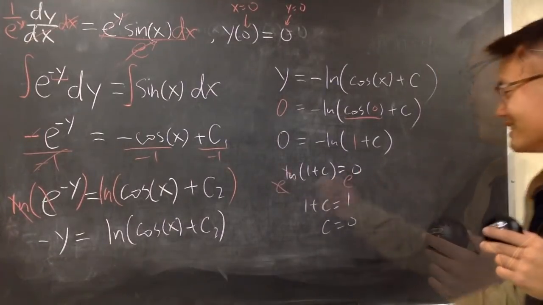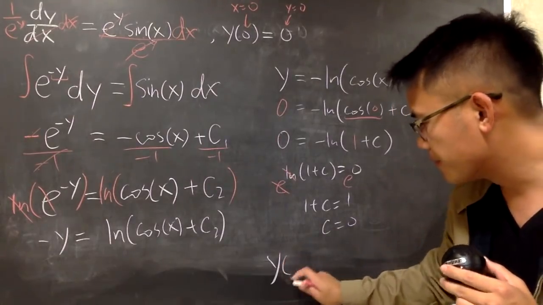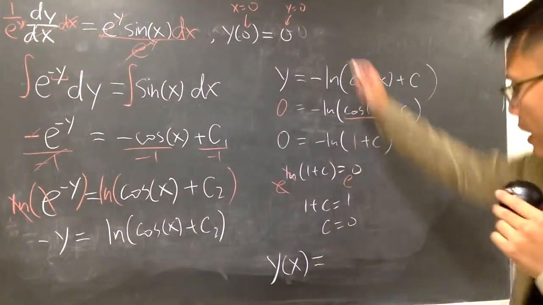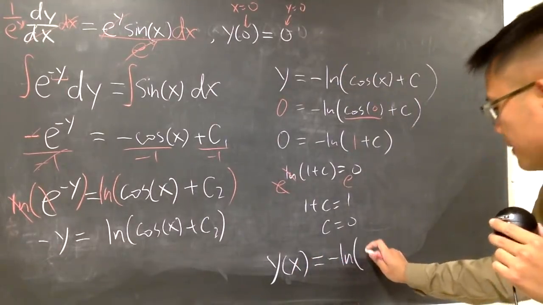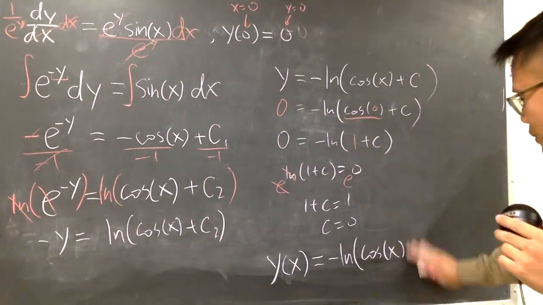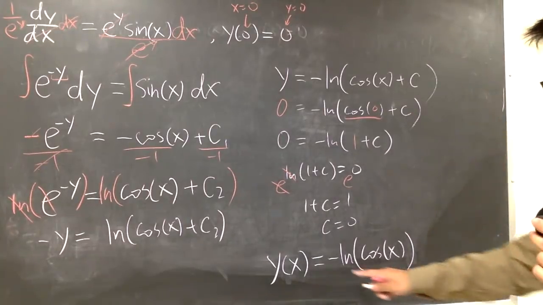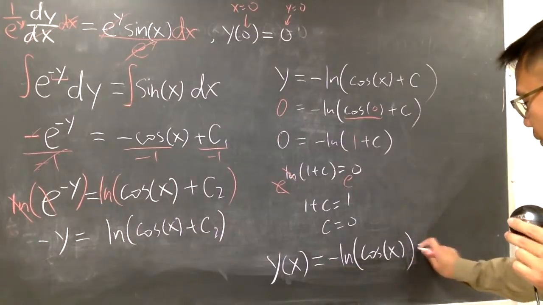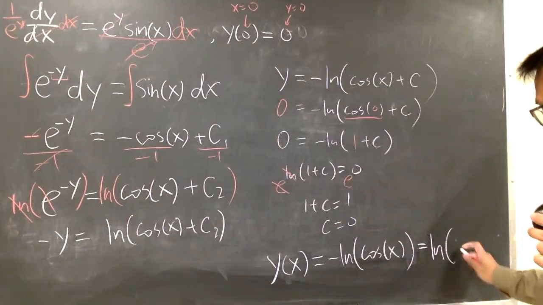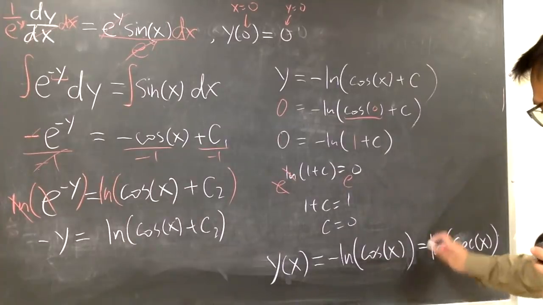c is 0. So finally, the answer is y equals to, and let me just write it down as y as a function of x. It's equal to negative ln of cosine of x plus c, which is 0, so you can just put it down like that. And if you want to be fancy, you can put the negative to the power and this becomes ln, and it becomes 1 over, so it becomes secant of x, like that, if you would like. So either one is okay.